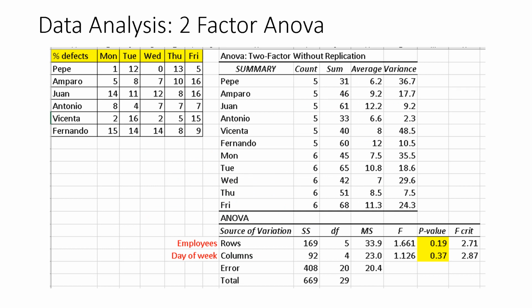To know if there is a significant difference among the employees or among the days of the week, we do a two-factor ANOVA with Excel data analysis, and both p-values above 0.05 confirm that there is no significant difference.